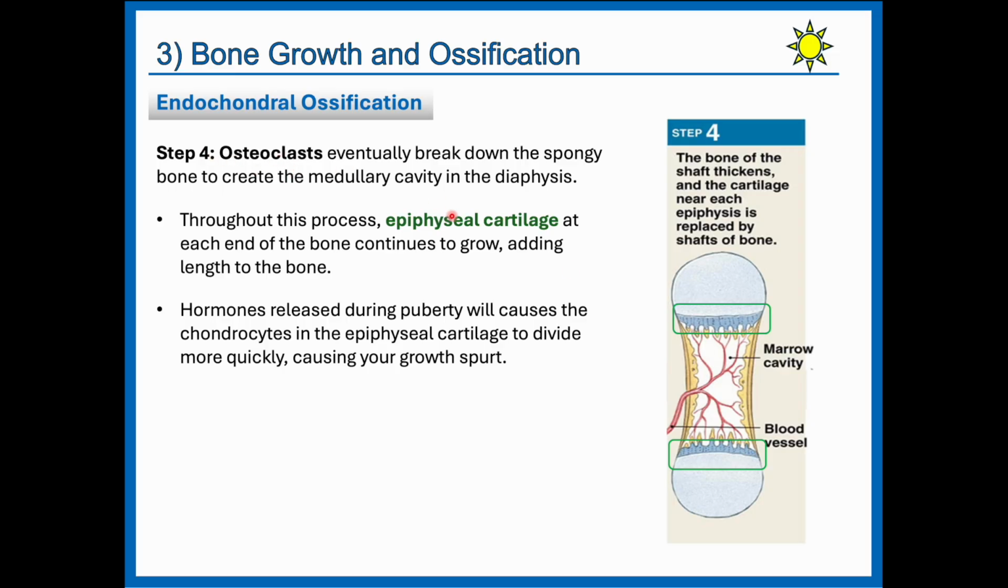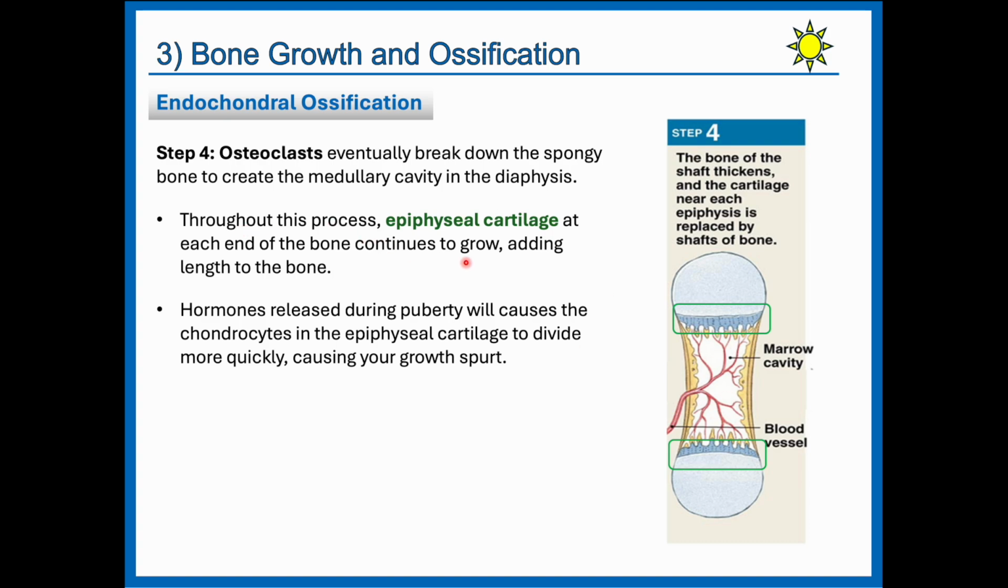So to make this empty, osteoclasts, this is key. The chewers, the cutters, osteoclasts, they break this bone down in the middle to make it hollow so that fat could be stored here eventually. So the medullary cavity in the diaphysis is hollow.